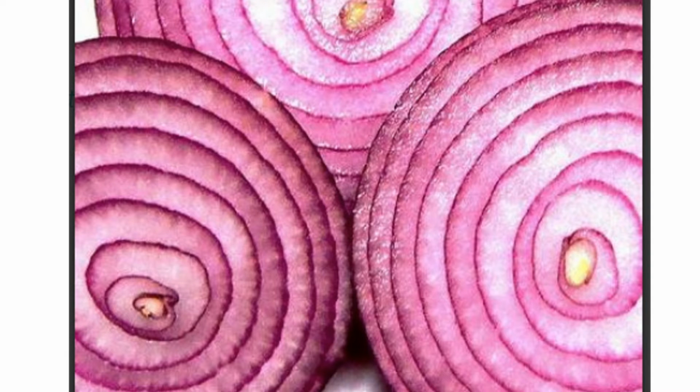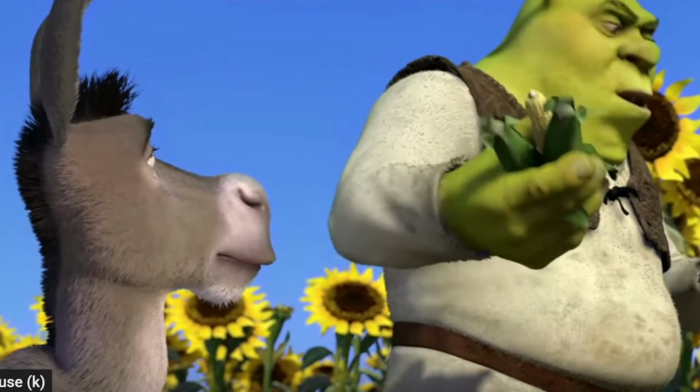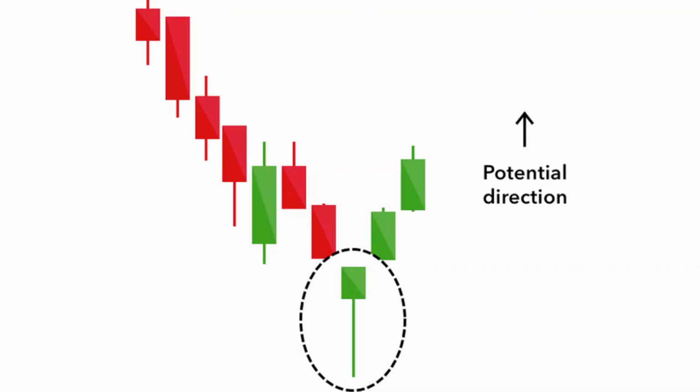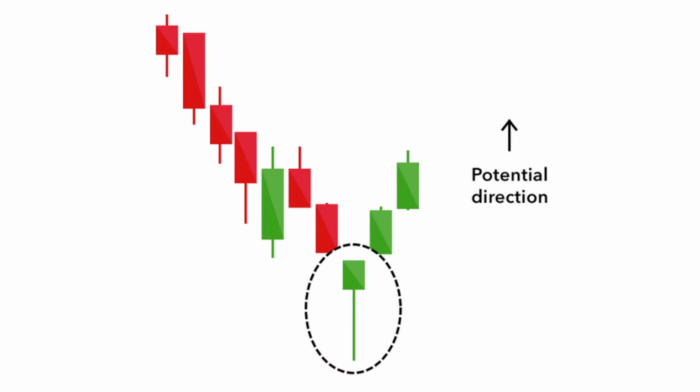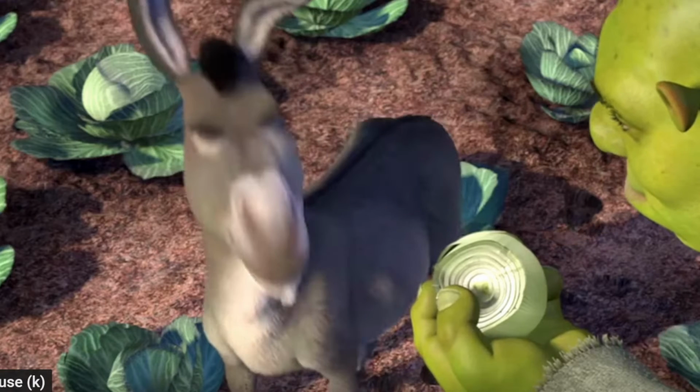Because onions have layers. Ogres are like onions. Candlestick patterns are like onions. Layers.